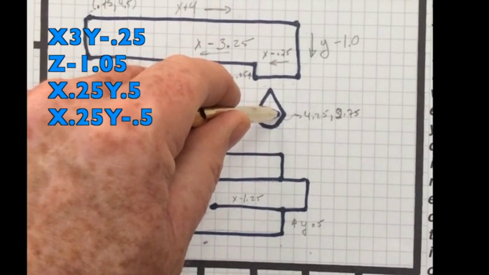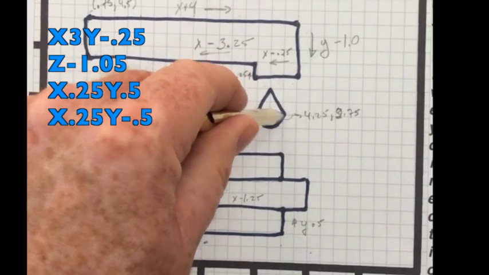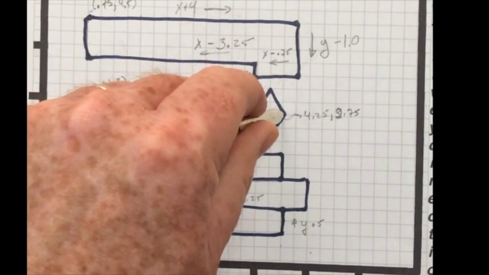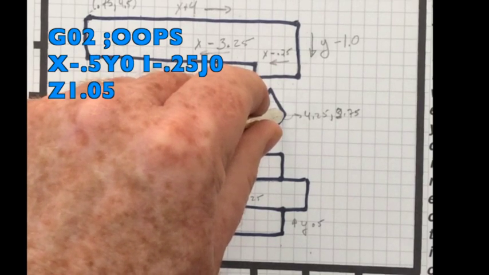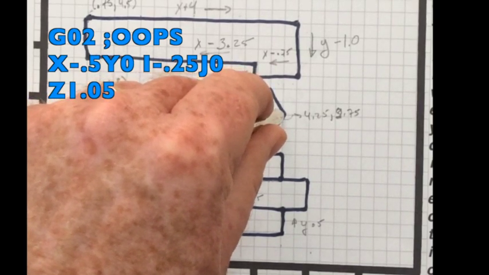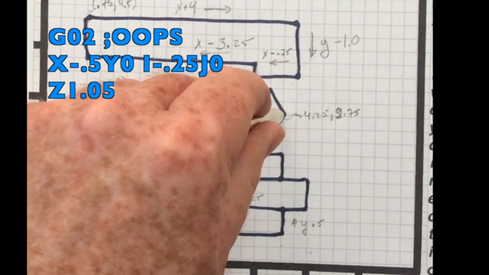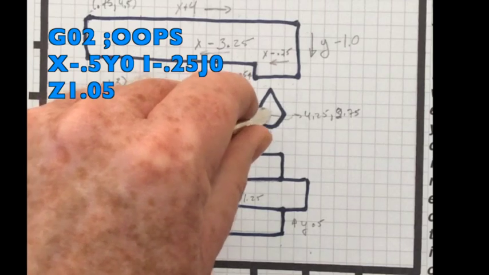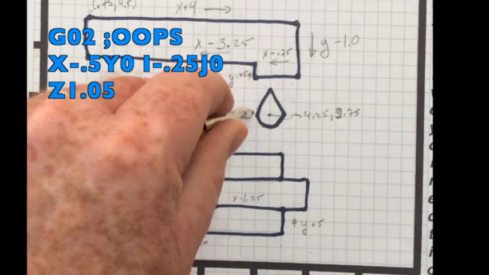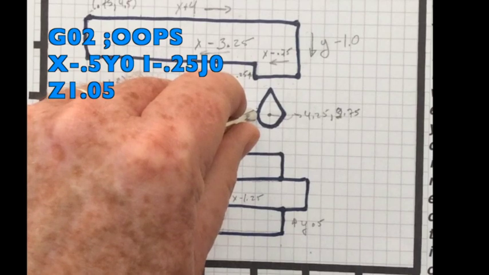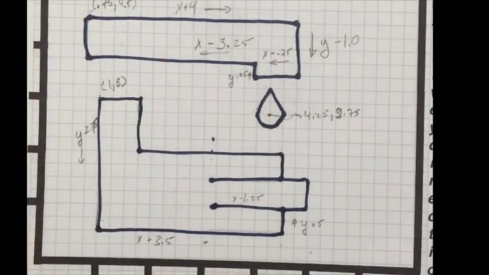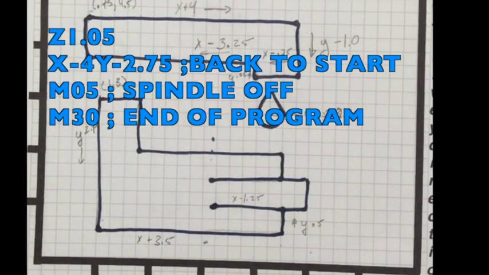y minus 0.5, and then we've got to cut this circle again, and it's going to be G03, and then we have to tell it the change in the position of the endpoint. So x minus 0.5 and y 0, and then we have to describe the center point. So I minus 0.25, j 0. Lift up the tool, bring it back to the start, and we're done. So a lot simpler this way.